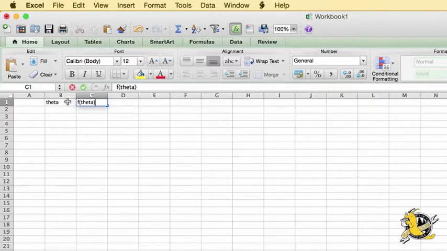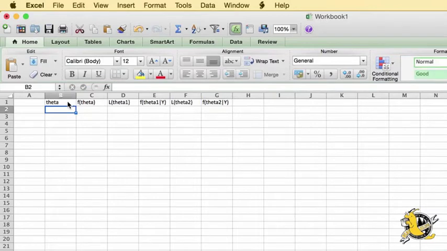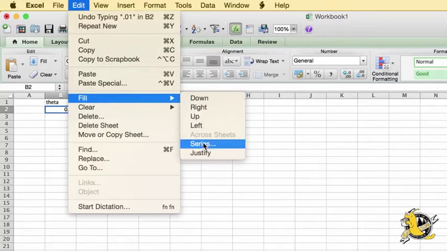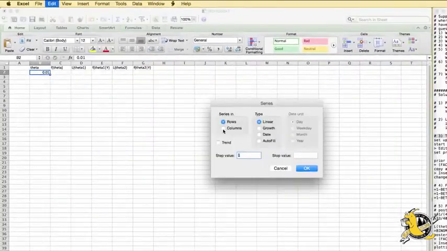We'll look at the prior distribution, f of theta. We'll be looking at the likelihood for theta1, the posterior for theta1, the likelihood for theta2, and the posterior for theta2. For theta, we're going to have values going from 0.01 up to 0.99. We can use the fill function, edit fill series, to go down the column in increments of 0.01, going up to a value of 0.99.